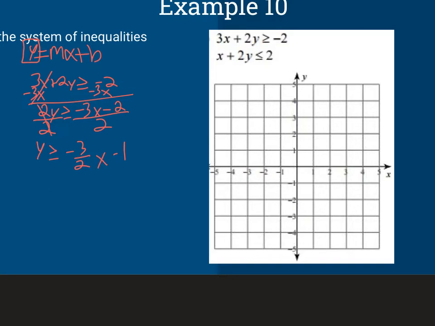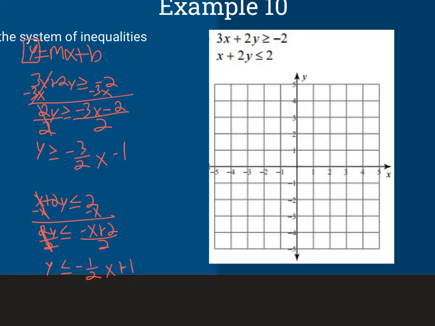Let's go ahead and turn the other one into slope-intercept form as well. So I've got x plus 2y is less than or equal to 2. Got to move that x over, minus x minus x. 2y is less than or equal to negative x plus 2, and let's divide by 2 now to get that y by itself. Y is less than or equal to negative 1 over 2x plus 1.